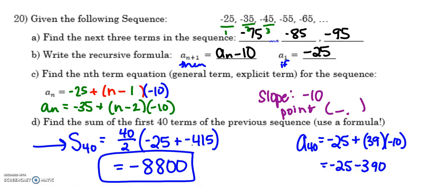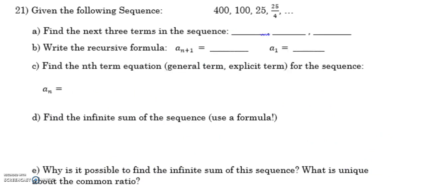Remember, we can't do an infinite sum with an arithmetic sequence because you'd be repeatedly adding, and so your sum is going to continue to grow. We can only talk about a finite sum, and that finite sum starts with S sub n equals n over 2, times a sub 1 plus a sub n. So, using your formulas. All right, given this following sequence, we've got 400, 100, 25, 25 fourths.